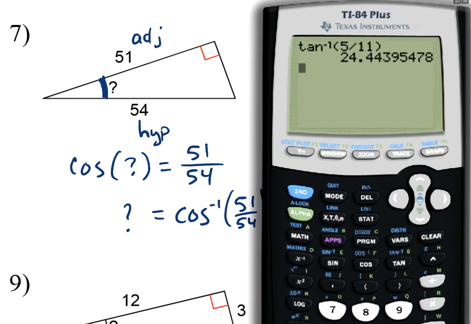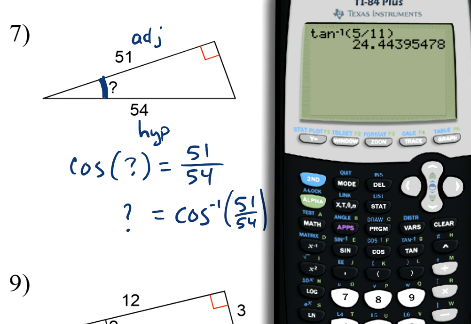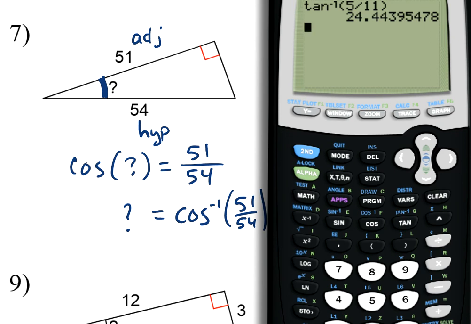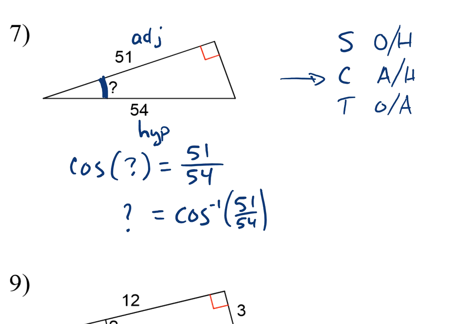So let me bring the calculator back up here again. Again, I'm just going to press clear. And I'm going to hit second, and this time I'm using the inverse cosine of 51 divided by 54. And when I do that, I get that to the nearest degree, this is 19. So this angle is 19 degrees. That's my answer.